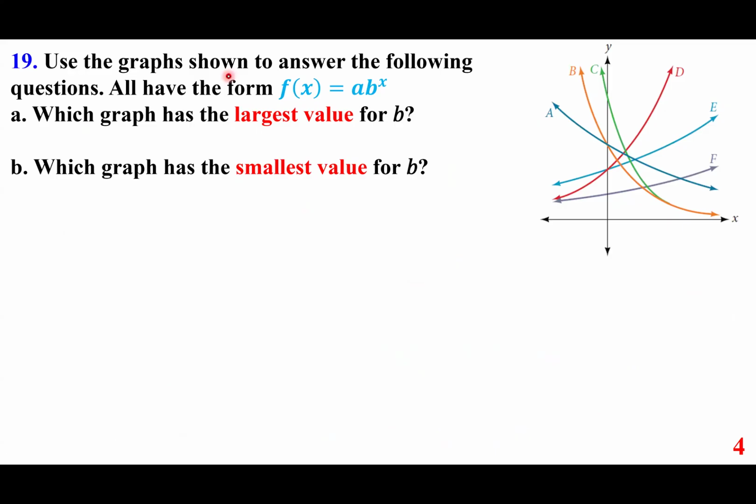Use the graphs shown to answer the following. And by the way, all of them have the form of an exponential format. f of x is ab to the power of x. Which graph has the largest value for b? Which graph has the smallest value for b?